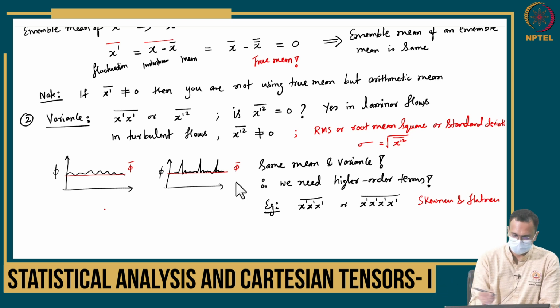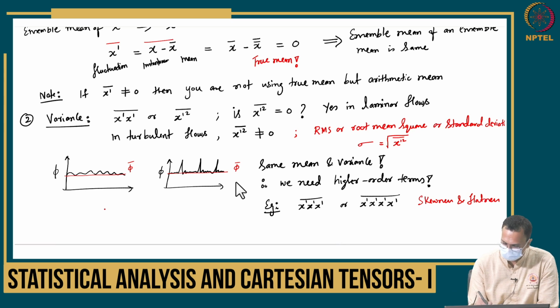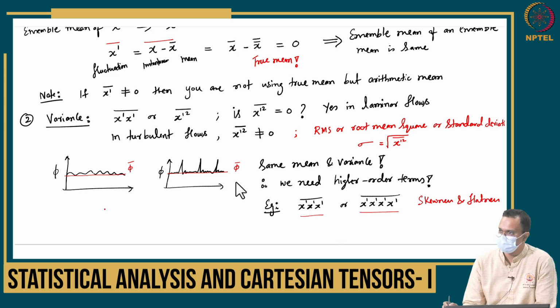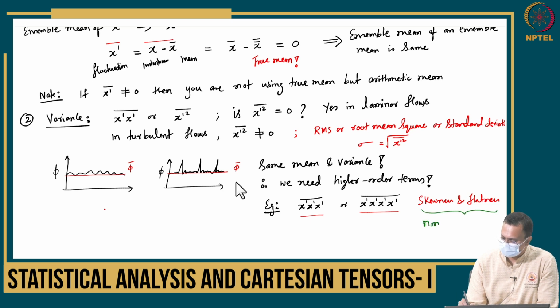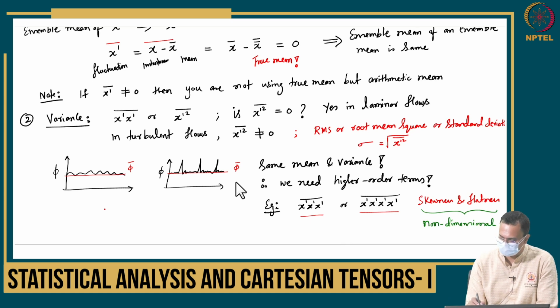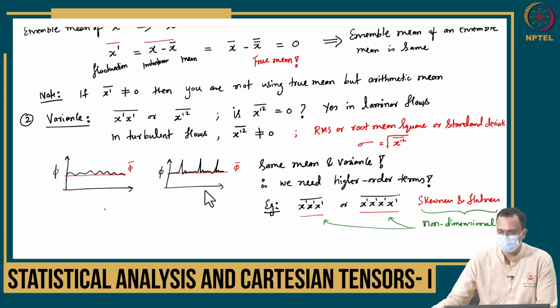But the only thing is here, these two higher order terms, x prime cube over bar or x prime raised to the power of 4 over bar, we need such higher order terms, and I will explain what is the physical meaning of this when I go to governing equations. And I did mention that this is related to skewness and flatness. Only to remember here is that this skewness and flatness are non-dimensional. They are non-dimensional equivalents of these two. So we need to non-dimensionalize the third order and the fourth order term to get what is called skewness and flatness.